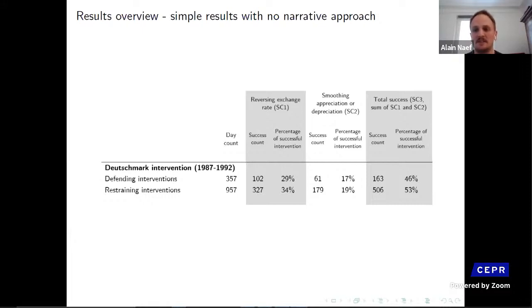So these percentages are just the number of days in our sample when they manage to do either of these things: either make the exchange rate reverse, make it go down less, or both of them for the last line. And you can see that they're not extremely successful at doing this, and it's already a bit lower than the estimates I've mentioned earlier from other elements in the literature.